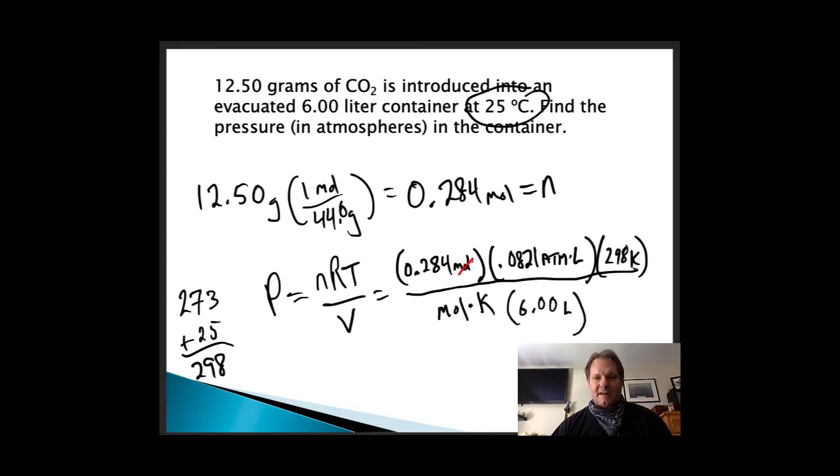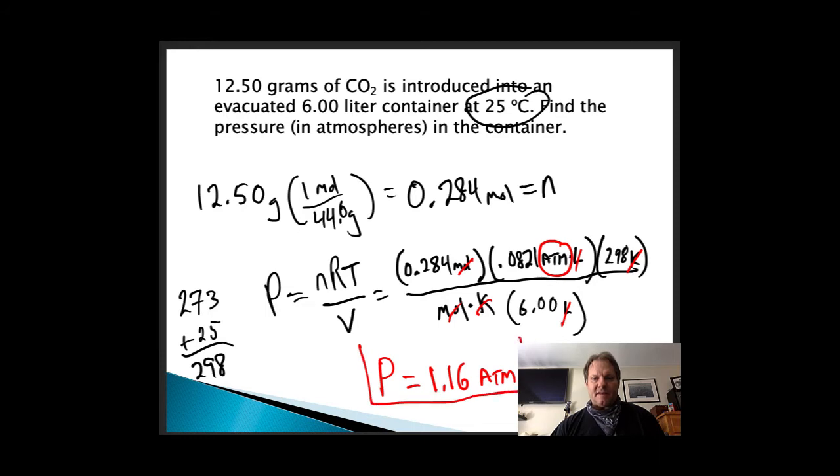Now, our moles are going to cancel. Our kelvins are going to cancel. Our liters cancel. What are we left with? Atmospheres. So now I just pull my calculator out. 0.284 times 0.0821 times 298 divided by 6. This gives me 1.16 atmospheres of pressure.